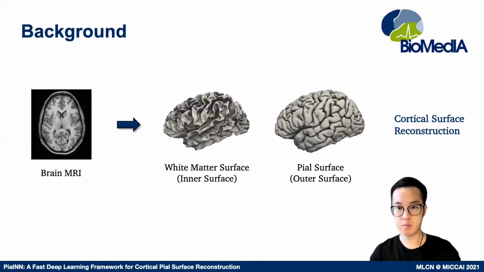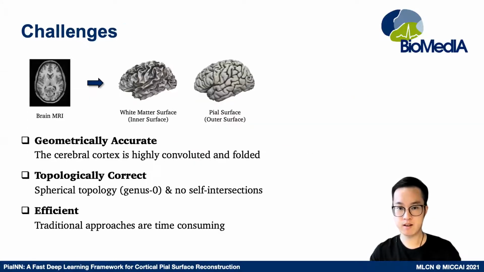Given a brain MRI image, cortical surface reconstruction aims to extract the inner and outer surfaces of the cerebral cortex, which are also called white matter surface and pial surface. As the cerebral cortex is highly convoluted and folded, it is challenging to extract a geometrically accurate surface. In addition, the cortical surfaces should be topologically equivalent to a sphere and have no self-intersections. Another challenge is the efficiency, as the traditional approaches are usually time-consuming.